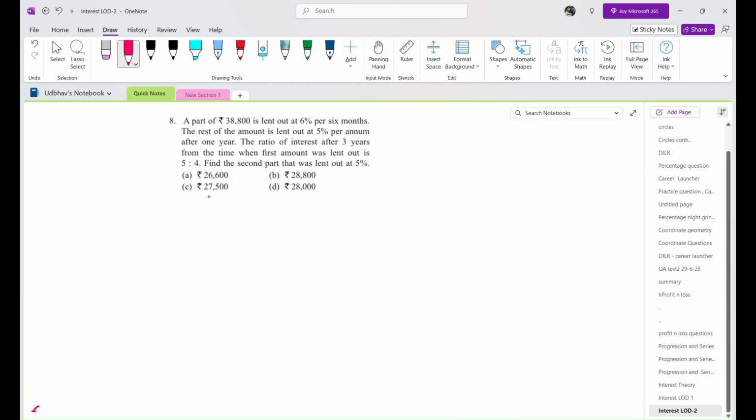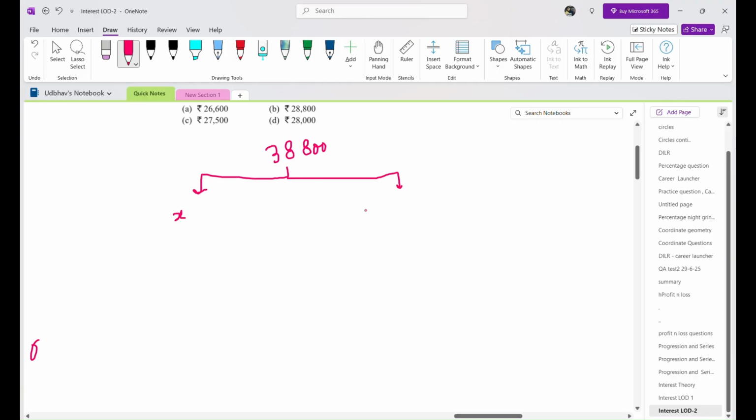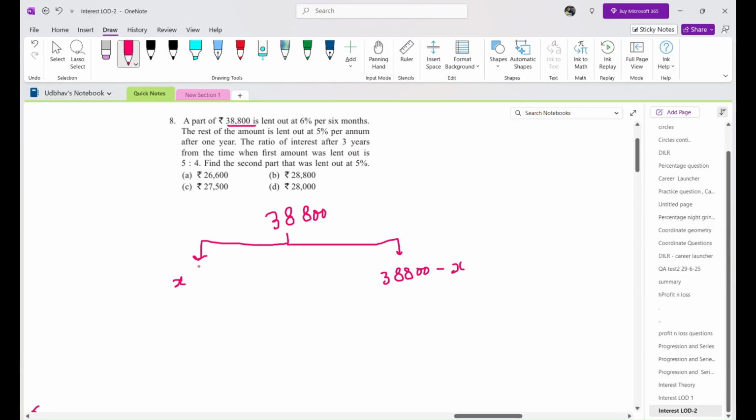So in this question, let us assume this sum 38,800 is divided into two parts. One part is x and one part will be 38,800 minus x, right? The first part, the part which is x, that is lent out at 6% per 6 months. So rate is 6% half yearly, and the rest amount is lent out at 5% per annum after 1 year.